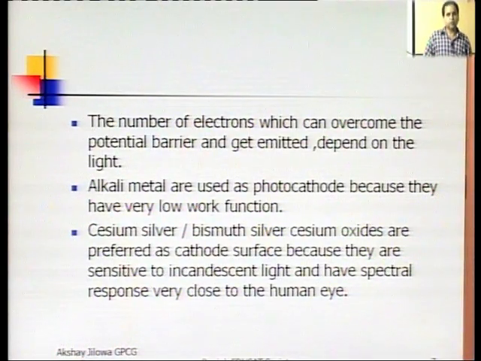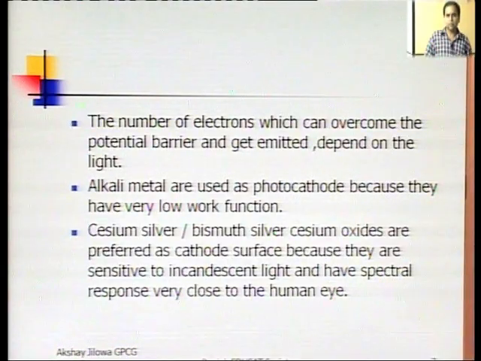Alkali metals are used as photocathode because they have very low work function. Work function is the energy required to liberate one electron from the outermost shell of a molecule and take it to the conduction level, or make the electron free. To break that barrier, whatever energy is required is called work function.